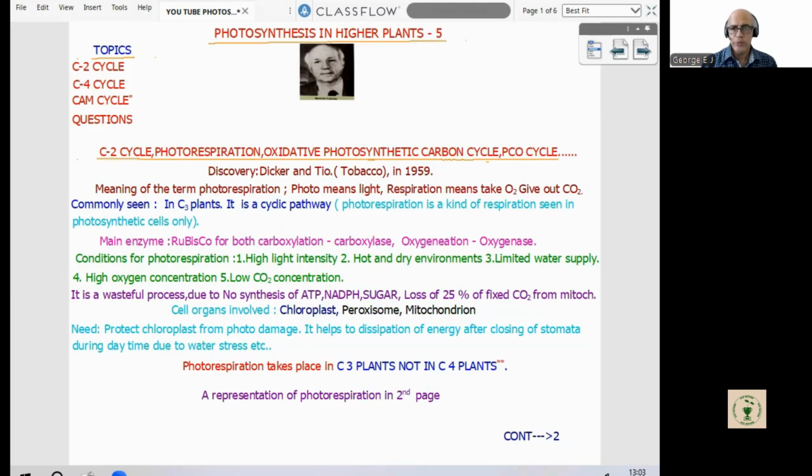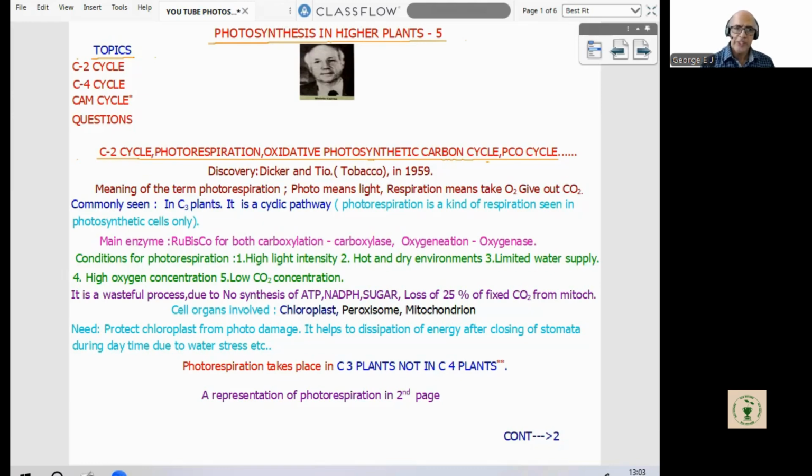Now, what is the meaning of the term photorespiration? Photo we already know, because photosynthesis is the heading of this chapter. So photo means light. Respiration means taking in oxygen and giving out carbon dioxide. In which plants is this commonly seen? It is commonly seen in C3 plants, because it is an adaptation that we'll be discussing later. It is a cyclic pathway, and this photorespiration is a kind of respiration seen in photosynthetic cells only. I think the introduction is clear to all of you.